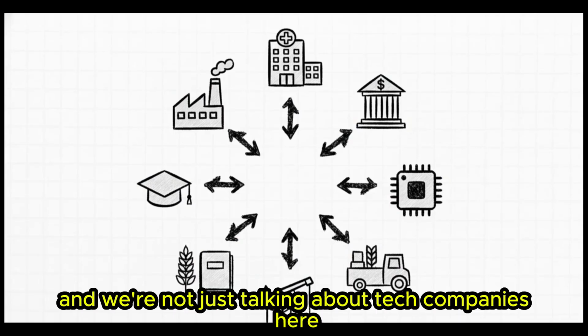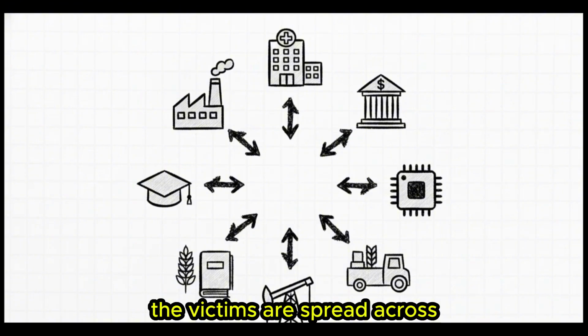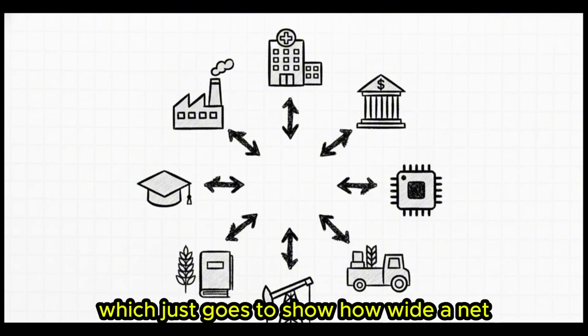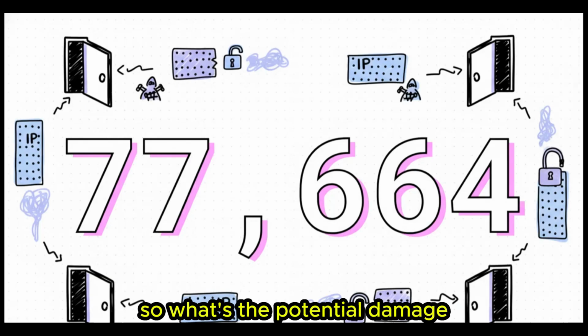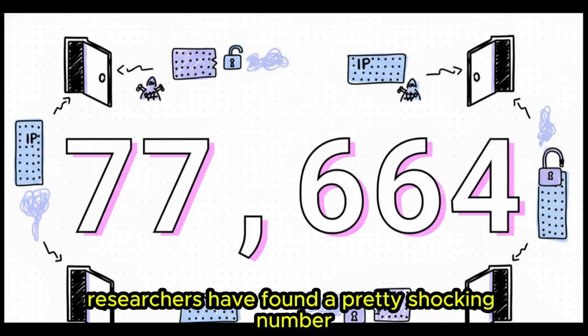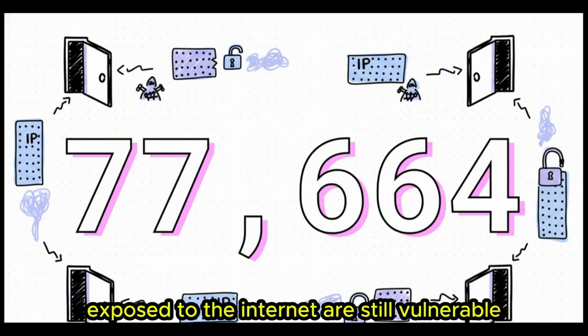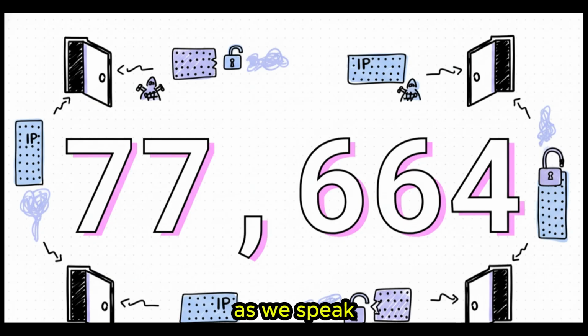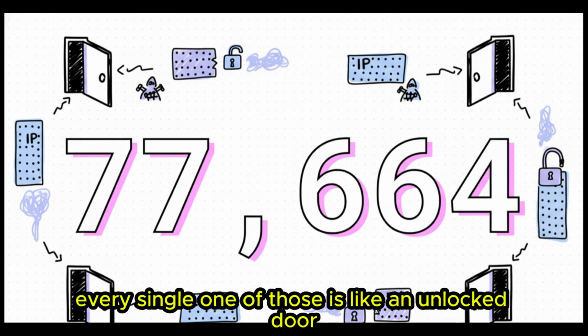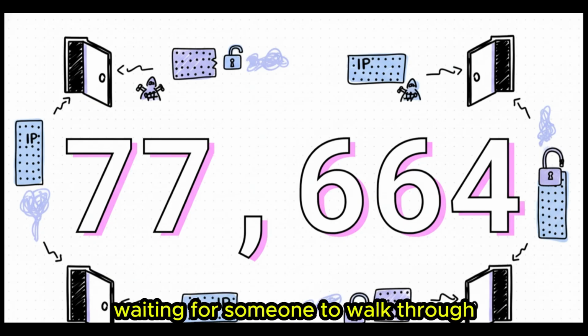And we're not just talking about tech companies here. The victims are spread across all kinds of different sectors, which just goes to show how wide a net these attackers are casting. So, what's the potential damage? How many targets are out there? Researchers have found a pretty shocking number. Almost 78,000 IP addresses exposed to the internet are still vulnerable as we speak. Every single one of those is like an unlocked door waiting for someone to walk through.